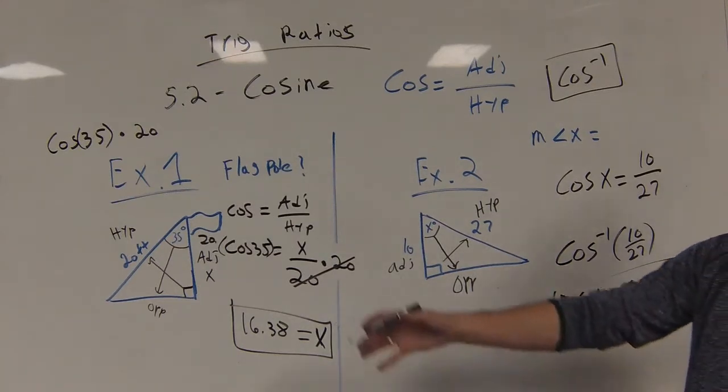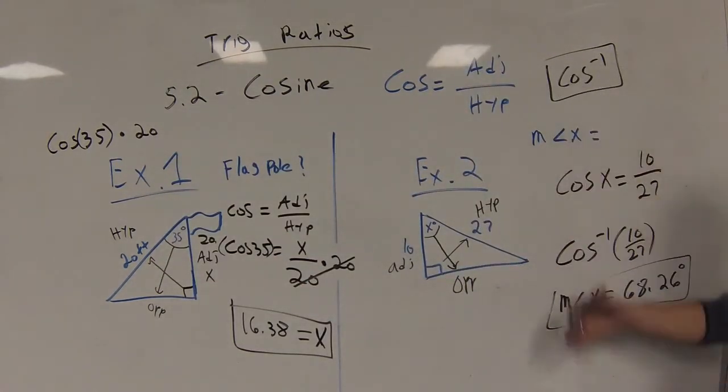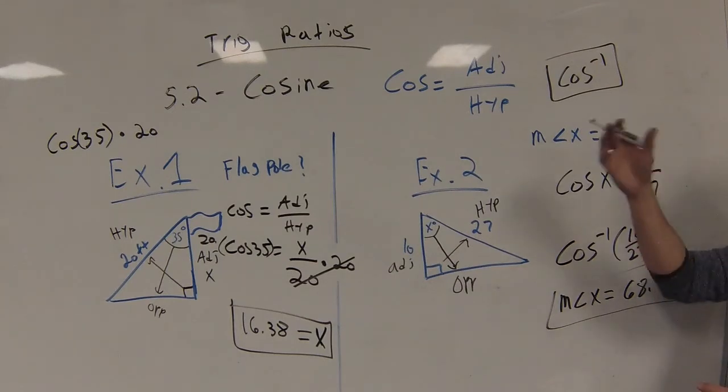So ladies and gentlemen, an example on how to solve for a side, and an example on how to find a missing angle measurement using the cosine ratio.